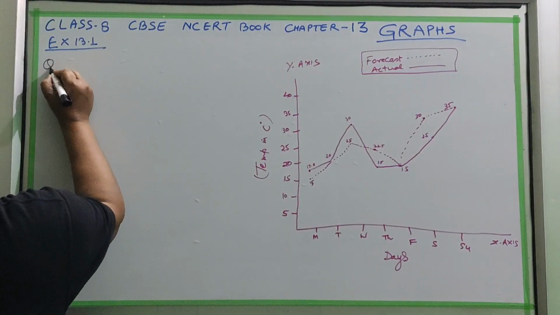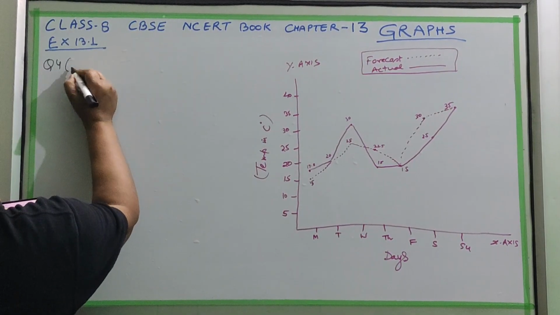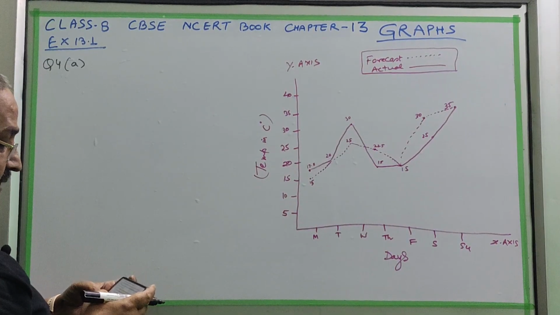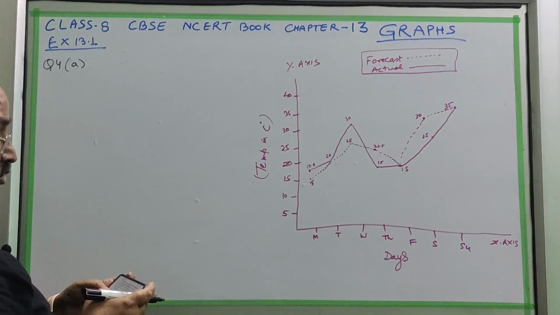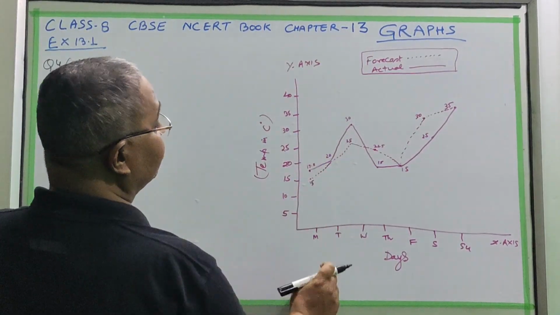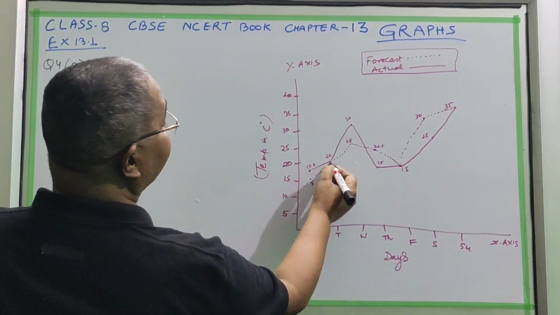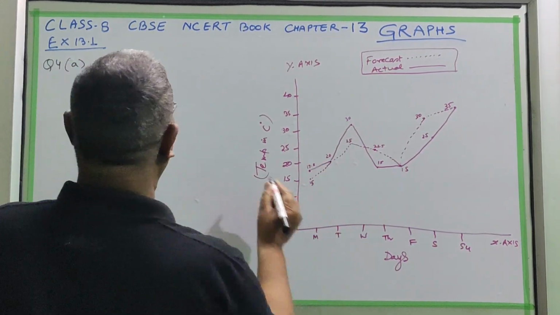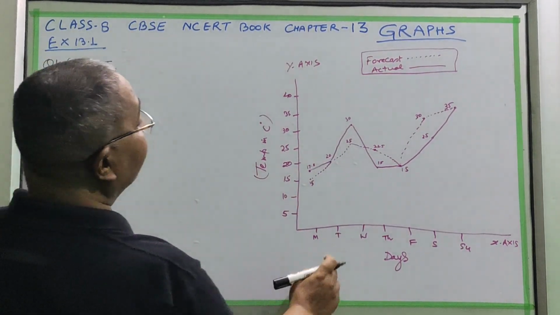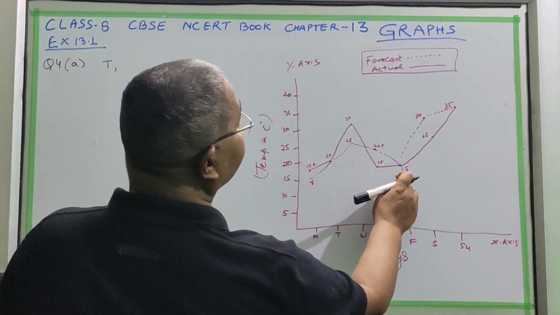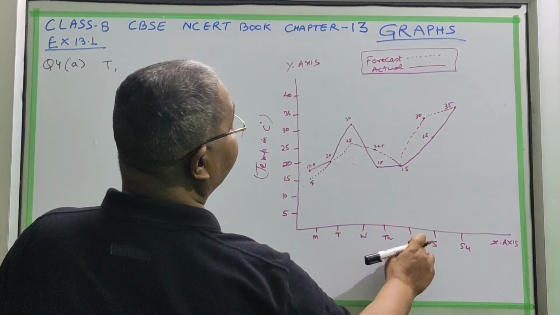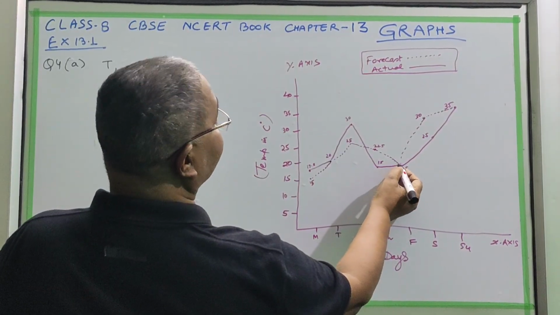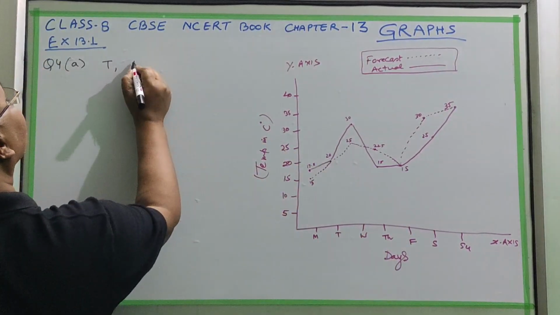Question number 4, question 4A. On which days was the forecast temperature same as the actual? Both the lines are matching. Here, Tuesday, you are seeing both are coming here, so both are matching here. So Tuesday is the day. Then where are they again matching? Here, means Friday. Here they are matching, actual and the forecast. Dotted line is the forecast. So on Friday it is matching.